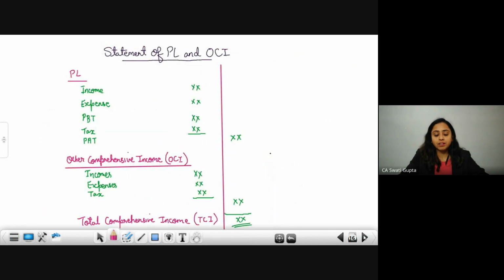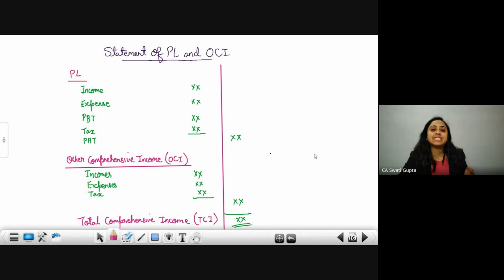Super interesting part, that is statement of PL and OCI, statement of P&L and other comprehensive income. Generally, when we do not apply Ind AS and IFRS, we have a simple statement known as P&L statement, or you can say trading and PL statement. Trading account was related to your sales, closing stock, purchase, opening stock, and the difference was treated as gross profit. It was later carried forward to the PL account. Therein we have opening GP, then we deducted all the expenses, and we had a net profit. Got it?